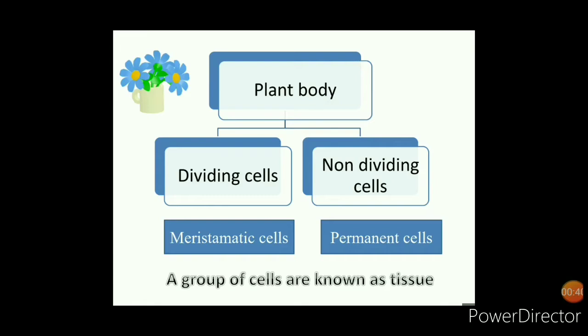I already mentioned that the plant body is composed of dividing and non-dividing cells, that is, meristematic cells and permanent cells respectively.